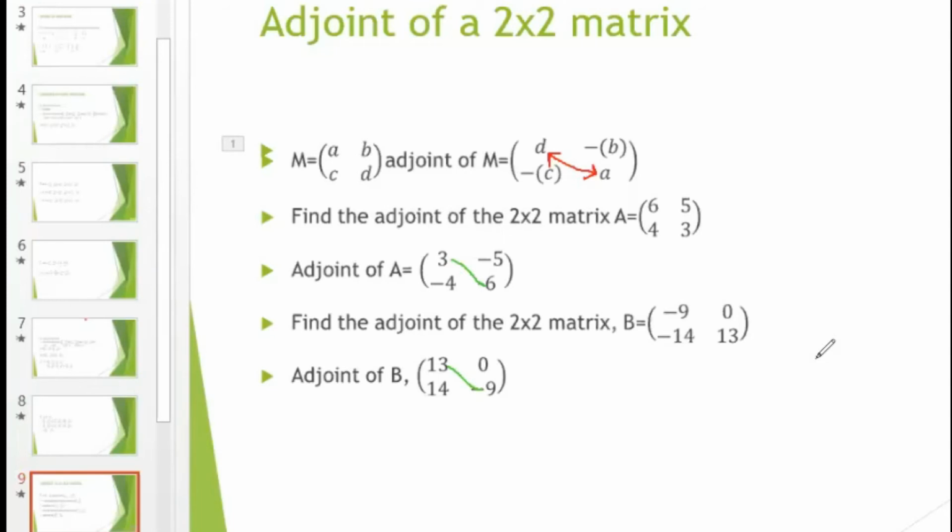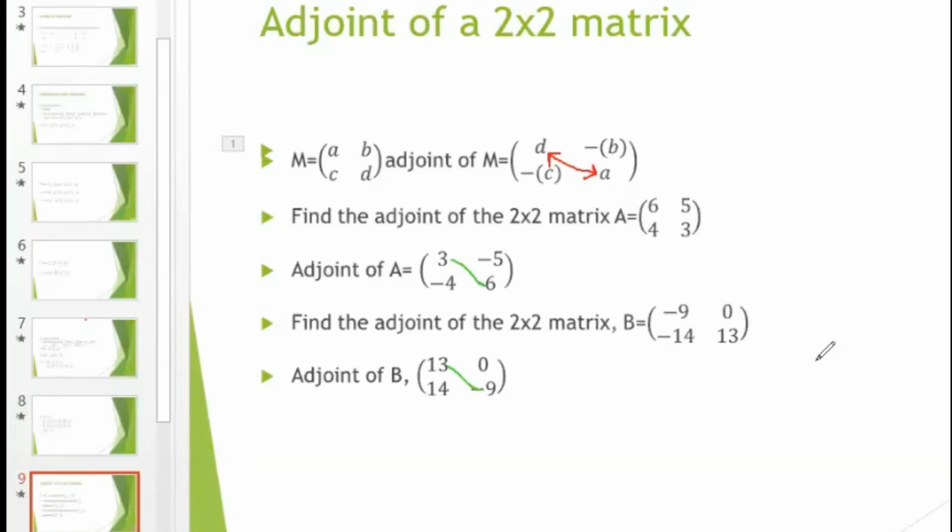Now, why didn't we change anything on the 0? Why didn't the 0 become a negative 0? Because 0 is 0. It cannot be changed. It has no value. 0 is neutral. 0 does not carry positive or negative. Are we good?